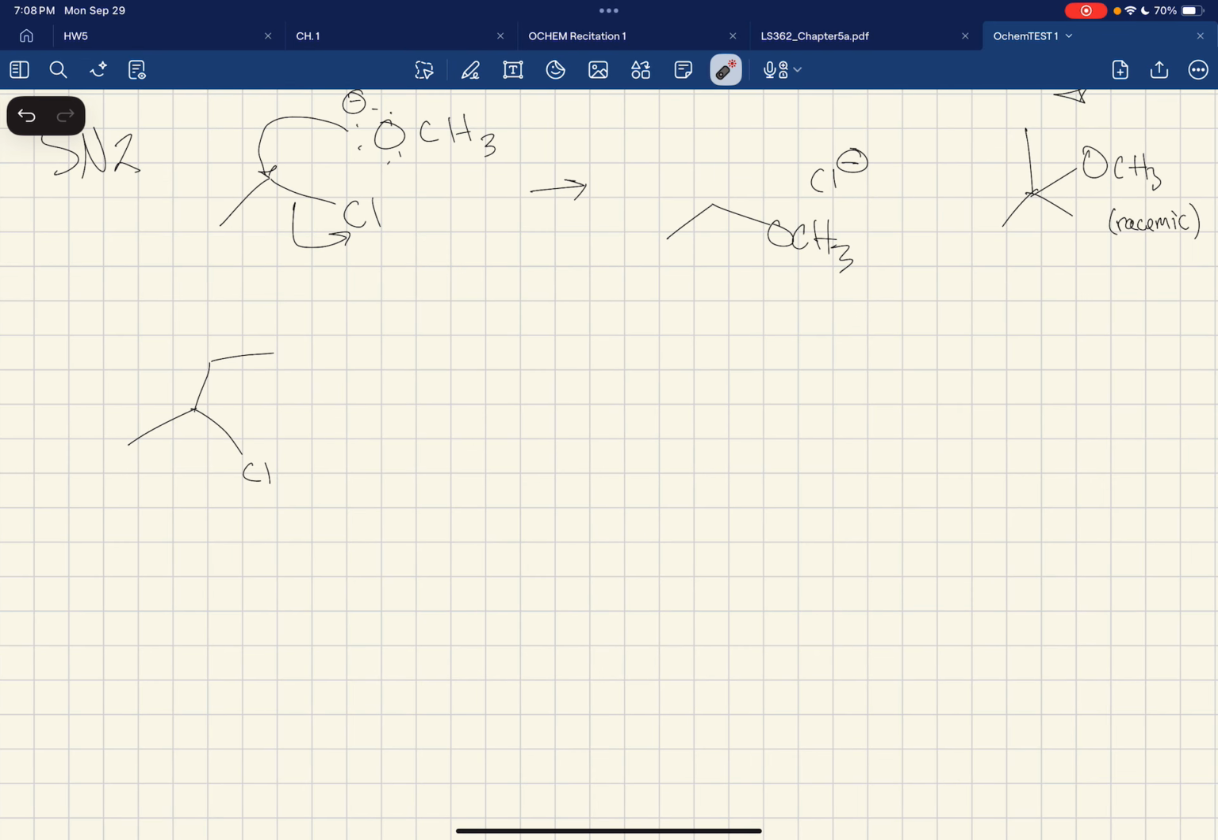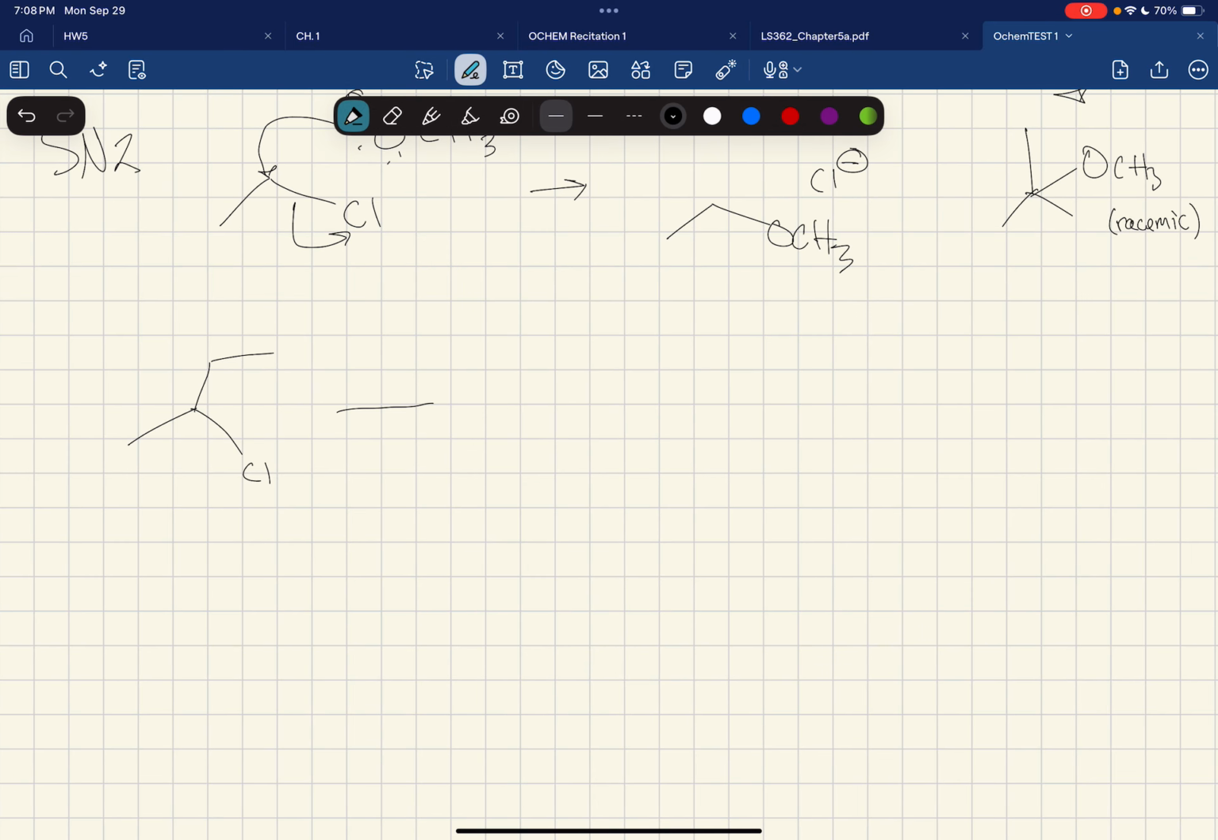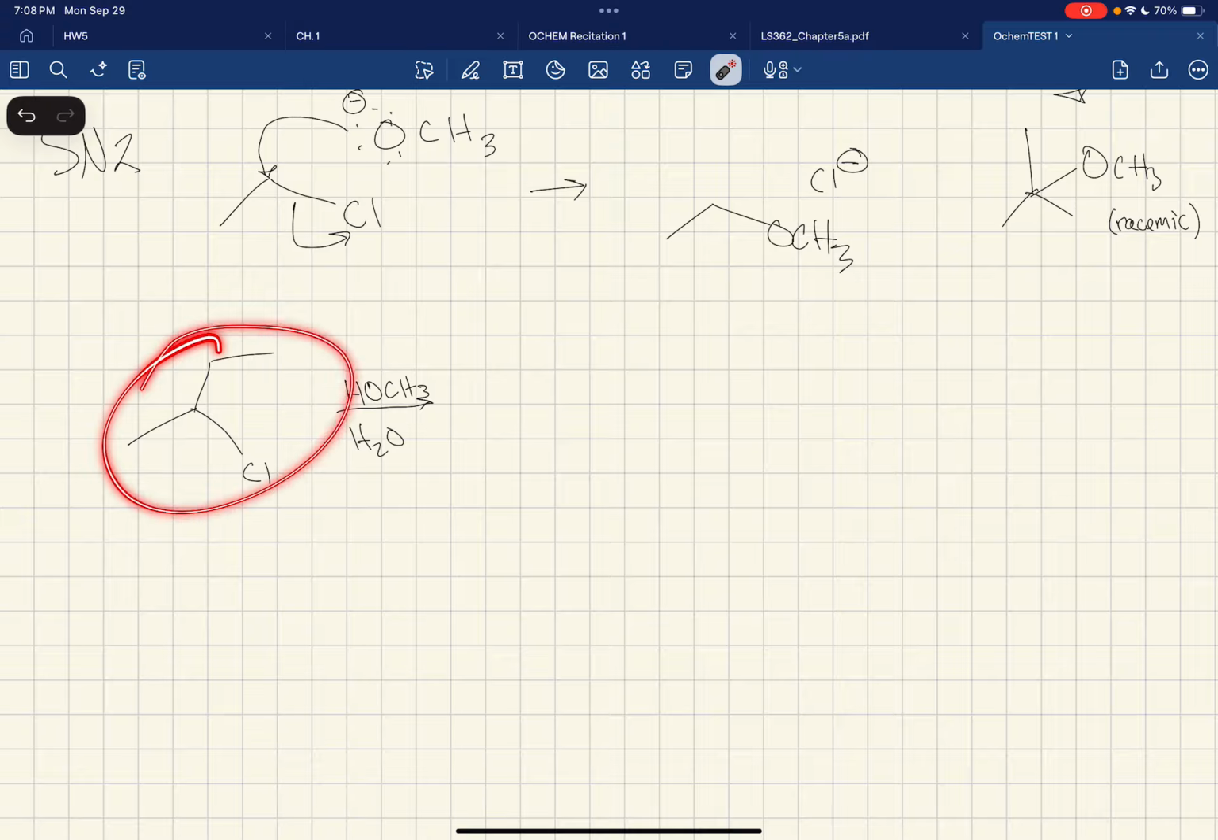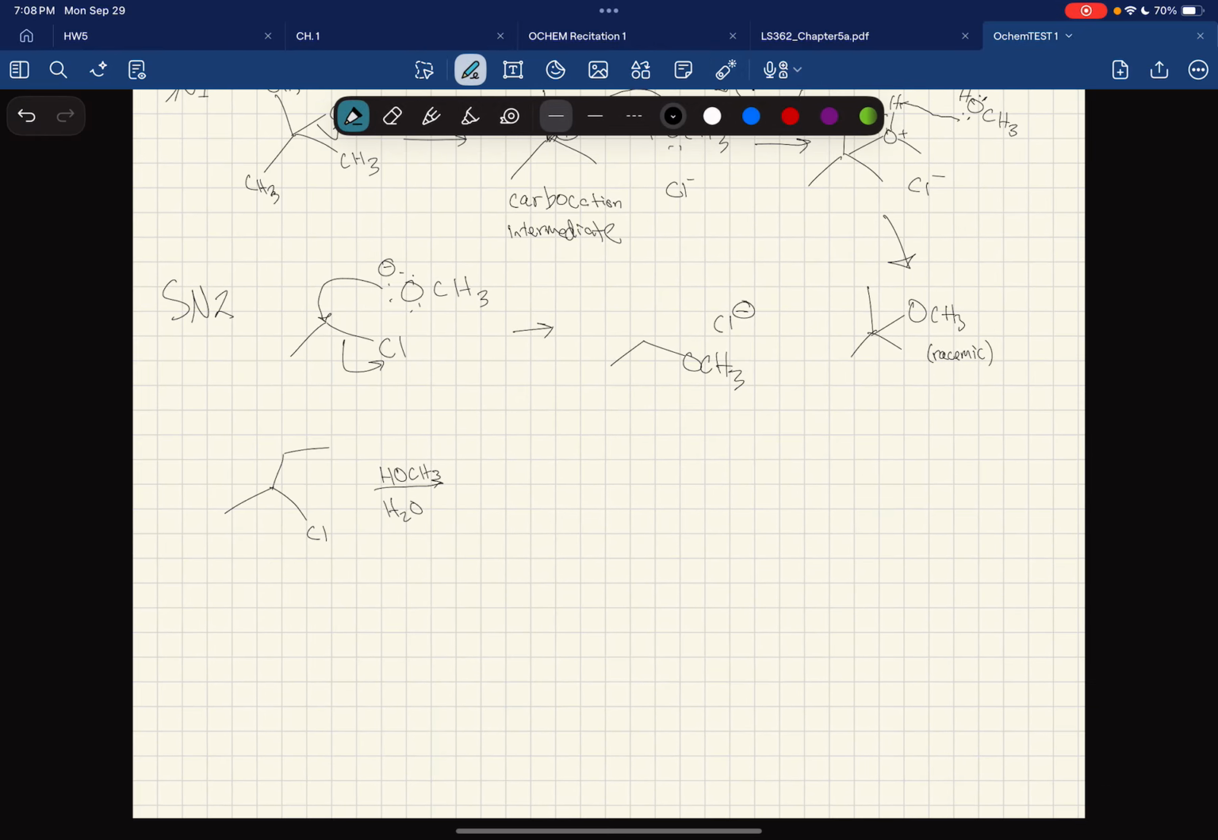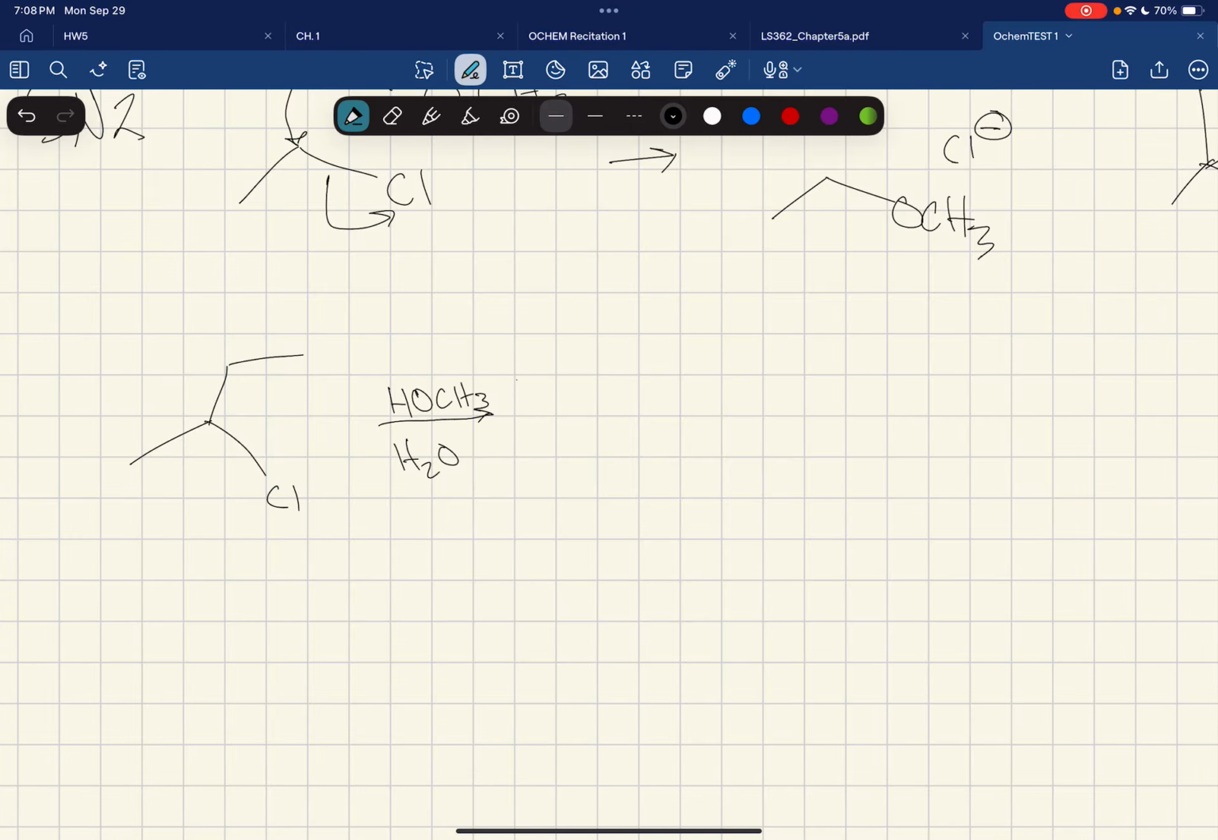So I'm going to give an example right here. We're going to say this happens with methanol and your solvent is going to be H2O. Because this is a secondary alkyl halide, you could go by SN2 or SN1. So because of that, you have to start off by looking at your nucleophile.